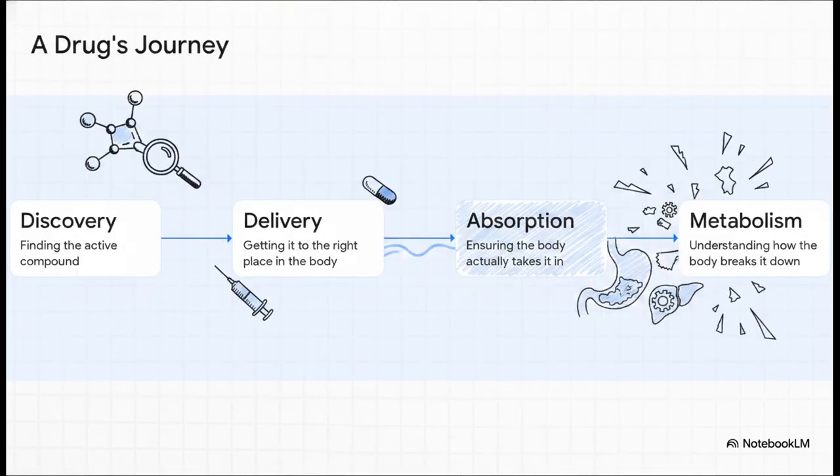But you know, just designing a drug is really only the first part of the battle. Medicinal chemistry includes tracking a drug's entire journey through the human body in a highly precise 4-step process. First up is discovery, finding that active compound. Second is delivery, actually getting it to the right place. Third is absorption, ensuring the body can take it in. And fourth is metabolism, understanding exactly how the body utilizes it. This rigorous process is what ensures life-saving drugs work effectively and safely once they enter our complex biological systems.